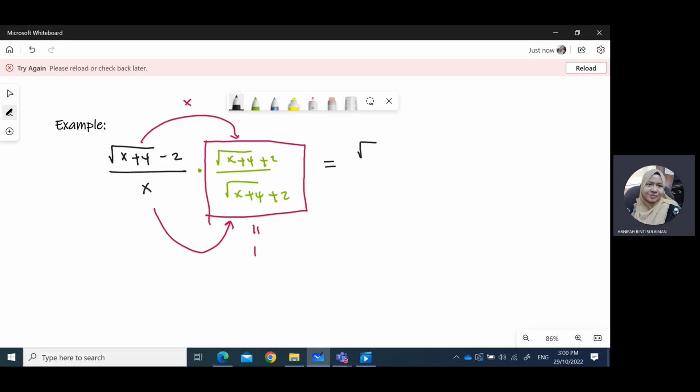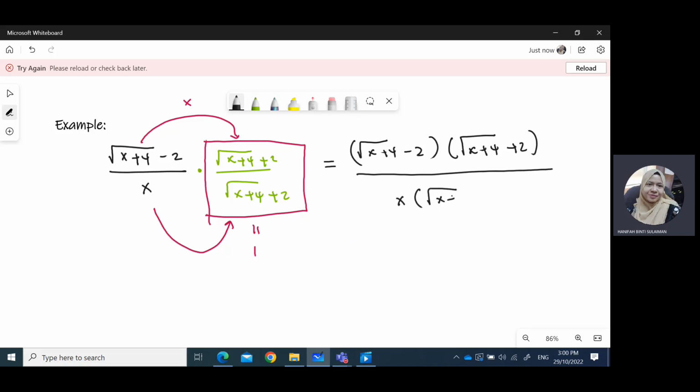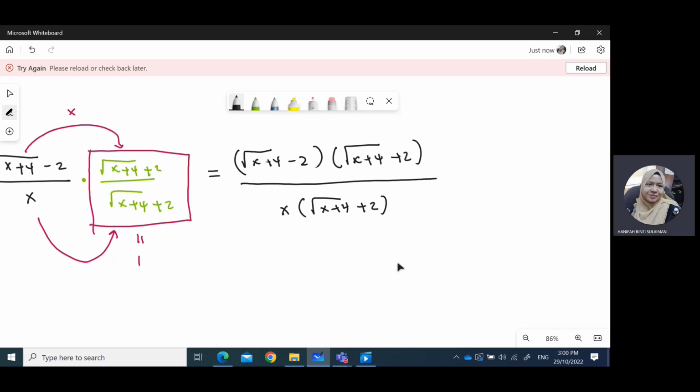So here we have x plus 4 minus 2. So we multiply with the conjugate, which is square root of x plus 4 plus 2. And for denominator, we multiply x with square root x plus 4 plus 2. Alright, so here we need to expand for numerator and denominator.